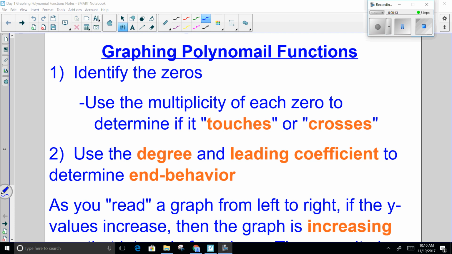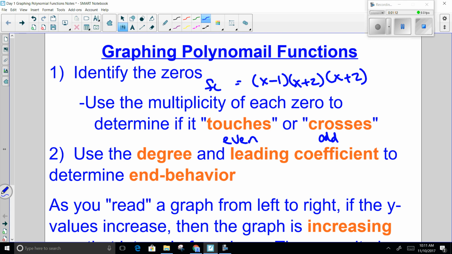If a factor is done an odd number of times, it's going to cross, and if it's an even number of times, it's going to touch. So odd is going to be cross, even is going to be touch. An example of that would be something like this. If you had a polynomial that factored to x plus 2 times x plus 2 times x minus 1, this 0 was created by one factor. 1 is odd. That means that the graph would cross the x-axis at that point.